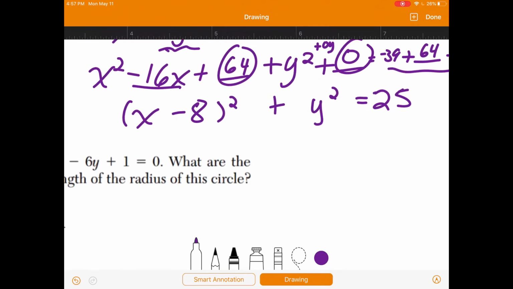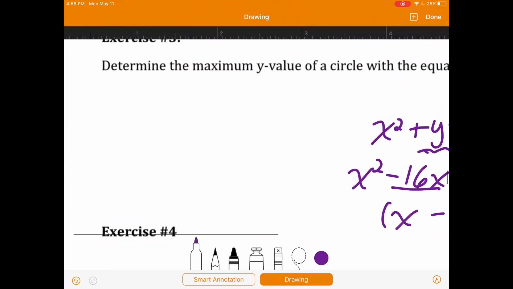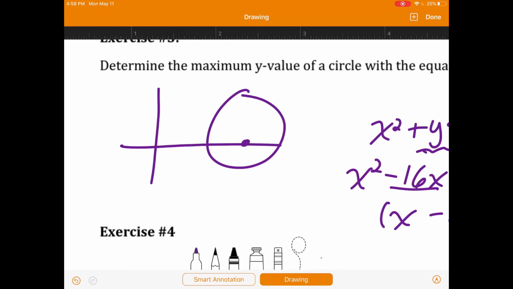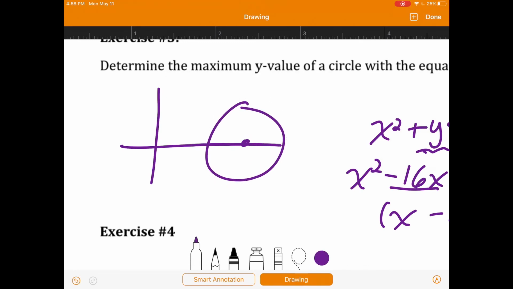And when you find the center and radius for this, the center is going to be 8, and then there's nothing here. It's y plus 0 or y minus 0, which is 0. And our radius is going to be the square root of 25, which is 5. So to answer our question, if we had this graph, the center is 8, 0, so it's about here. We know it's definitely going to be on that line somewhere. And the radius is 5. It's a little off. Let's see if I can make that look a little better. There we go. So the radius is 5.